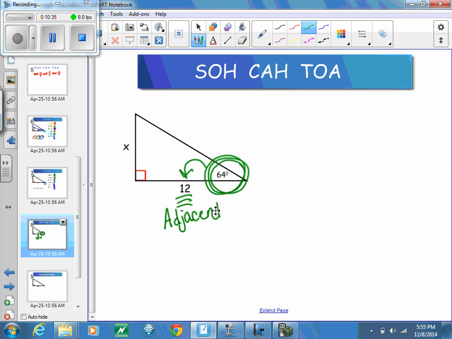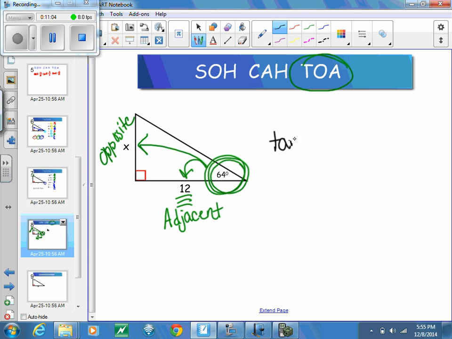Then I'm going to ask myself, okay, what angle do I want, or what side do I want to find? And x is over here, opposite of our angle of 64 degrees. So then when I think of SOHCAHTOA, which of the three up here deals with adjacent and the opposite? So adjacent and opposite comes together with tangent. And so now I can set together my trig ratio.